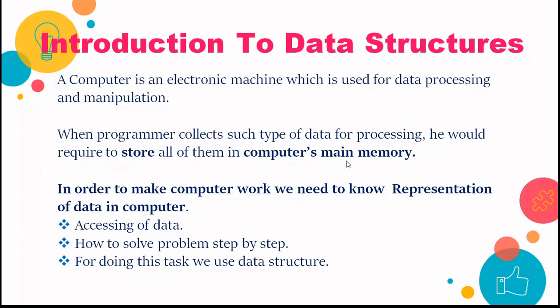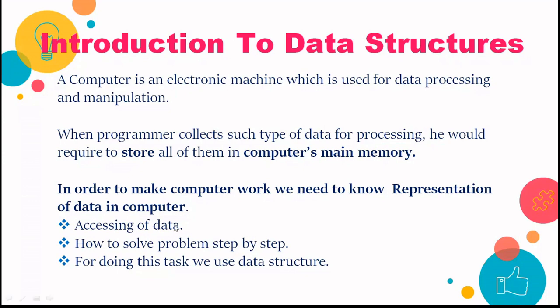And data structure means structuring the data in different formats, right? So this particular line is very important to understand. In order to make a computer work, we need to know the representation of data in the computer. So first of all, we should really understand how the data is being represented in the computer. And we also know that the language that we are using is a high level language, and we are converting that high level language into machine language. And what is machine language? Your computer understands the language of zeros and ones. It understands everything in binary notation, right?